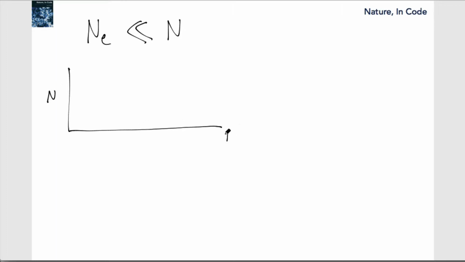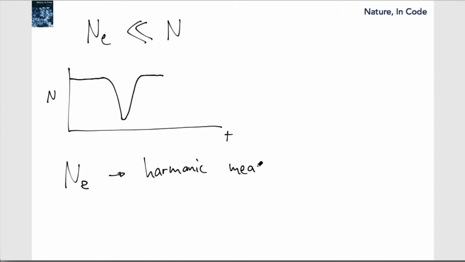So here's population size, here's time, and you may have a fairly constant population size, but then suddenly, for some reason, you have this complete collapse, and then the population may recover again, and later may have another collapse. In any case, this bottleneck can substantially lower the effective population size. And why is that? Because we claimed that the effective population size is the harmonic mean of the population sizes in a given time interval.